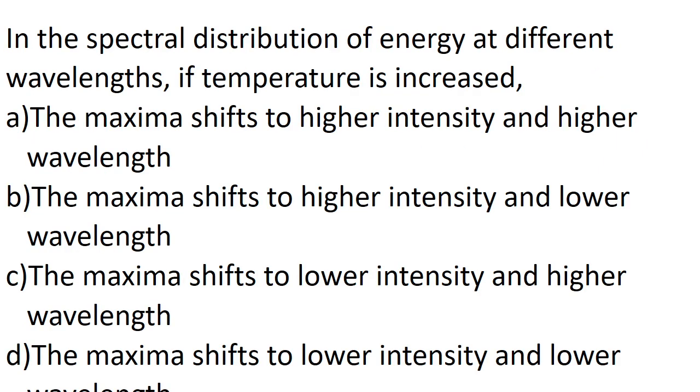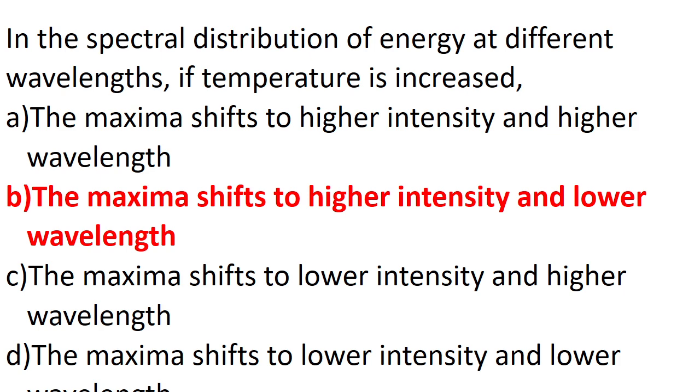Next one, in the spectral distribution of energy at different wavelengths, if temperature is increased, then the options are maxima shifts to the higher intensity and higher wavelength, the maxima shifts to higher intensity and lower wavelength, the maxima shifts to lower intensity and higher wavelength, and the last one is the maxima shifts to lower intensity and lower wavelength. The correct answer is the maxima shifts to higher intensity and lower wavelength.